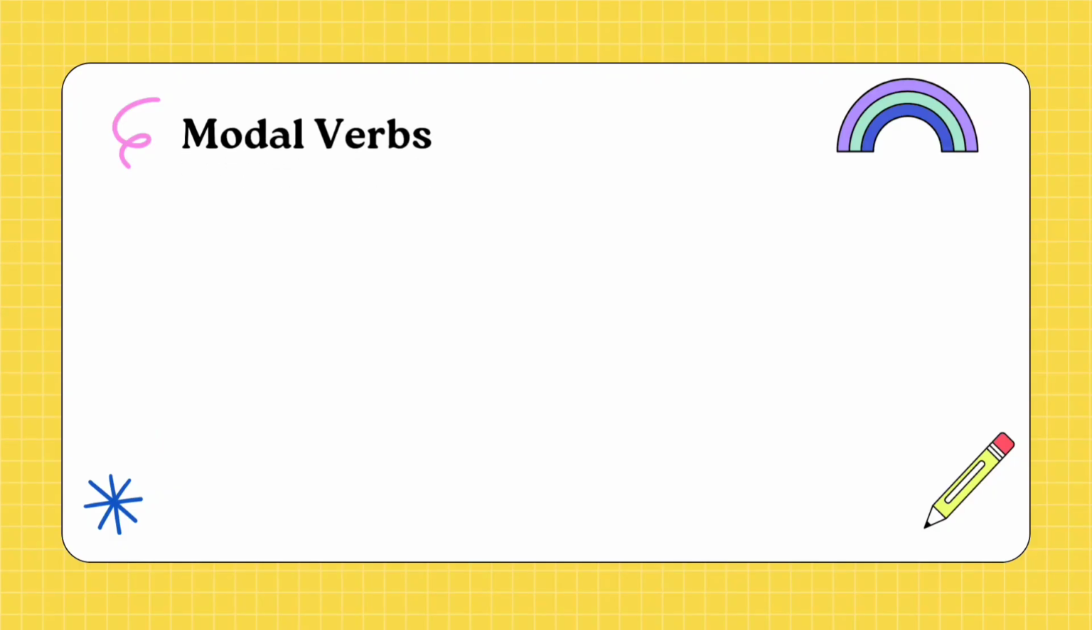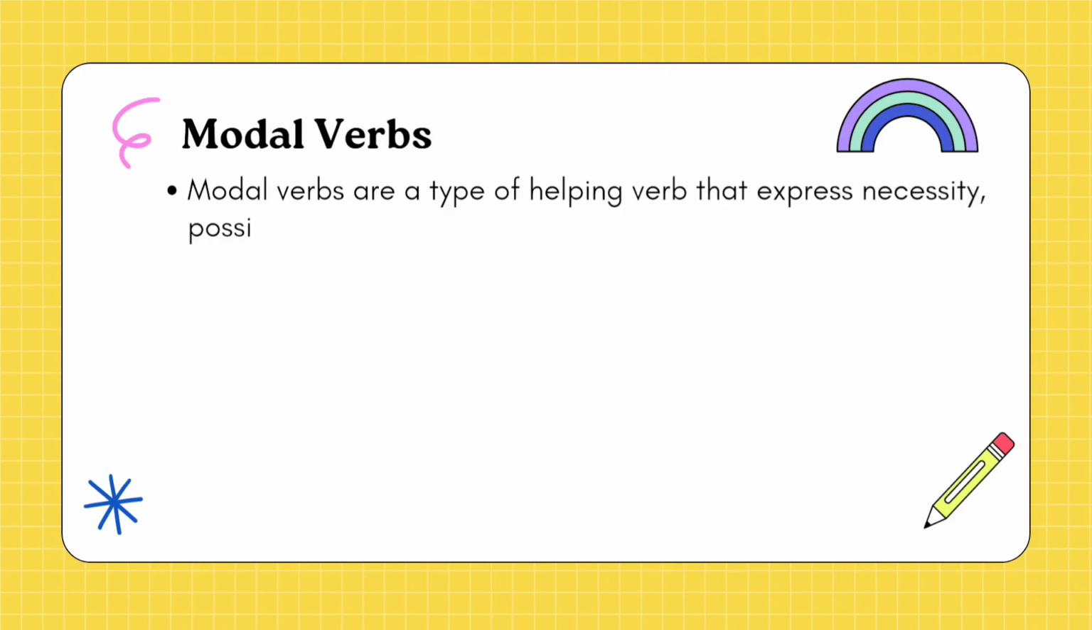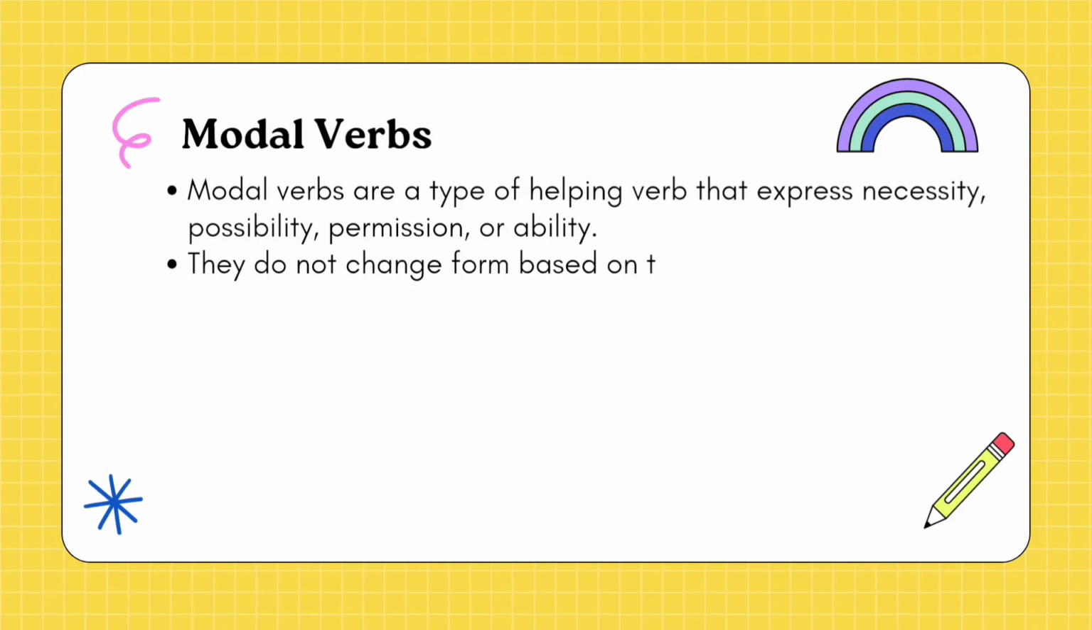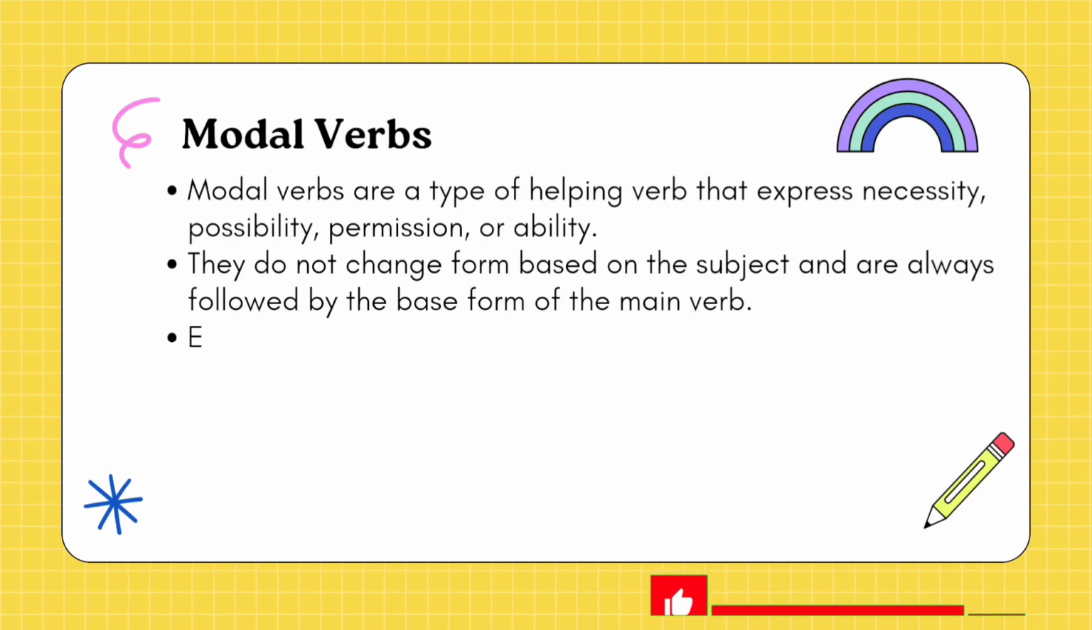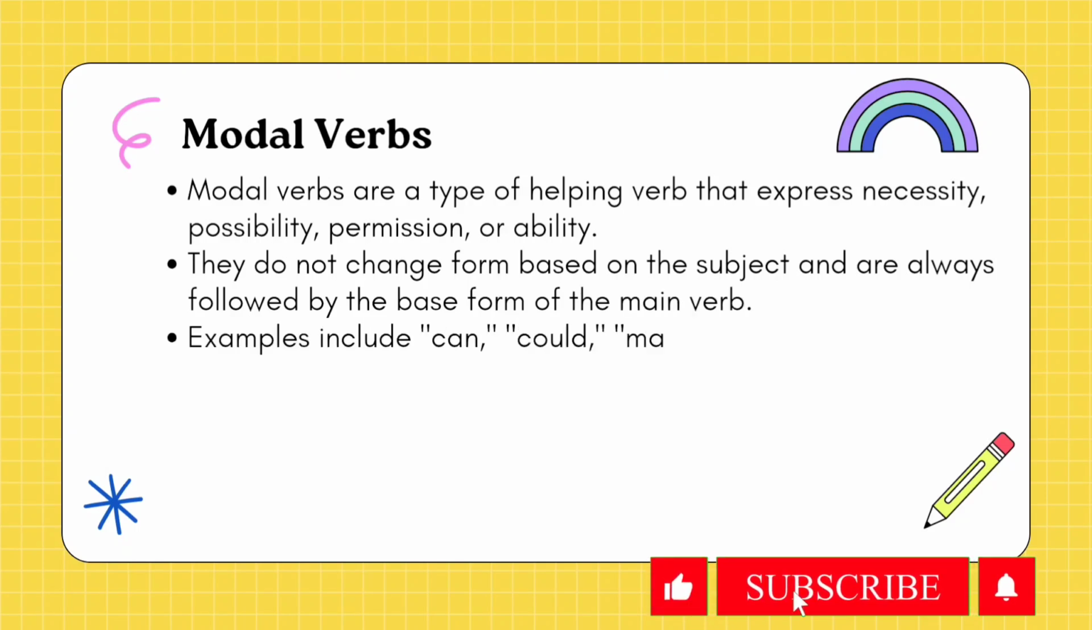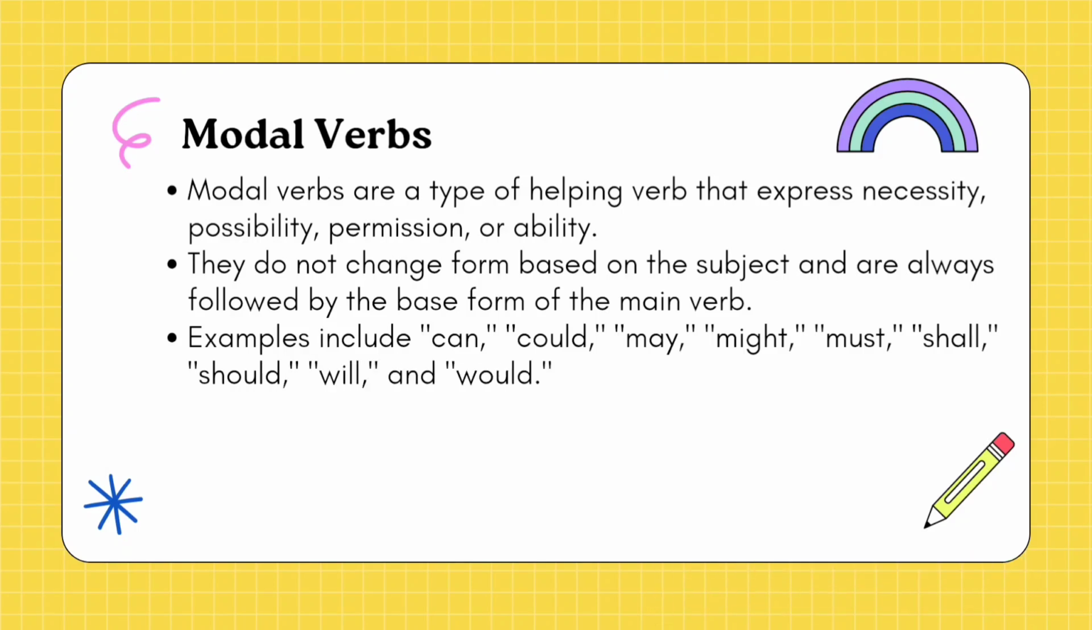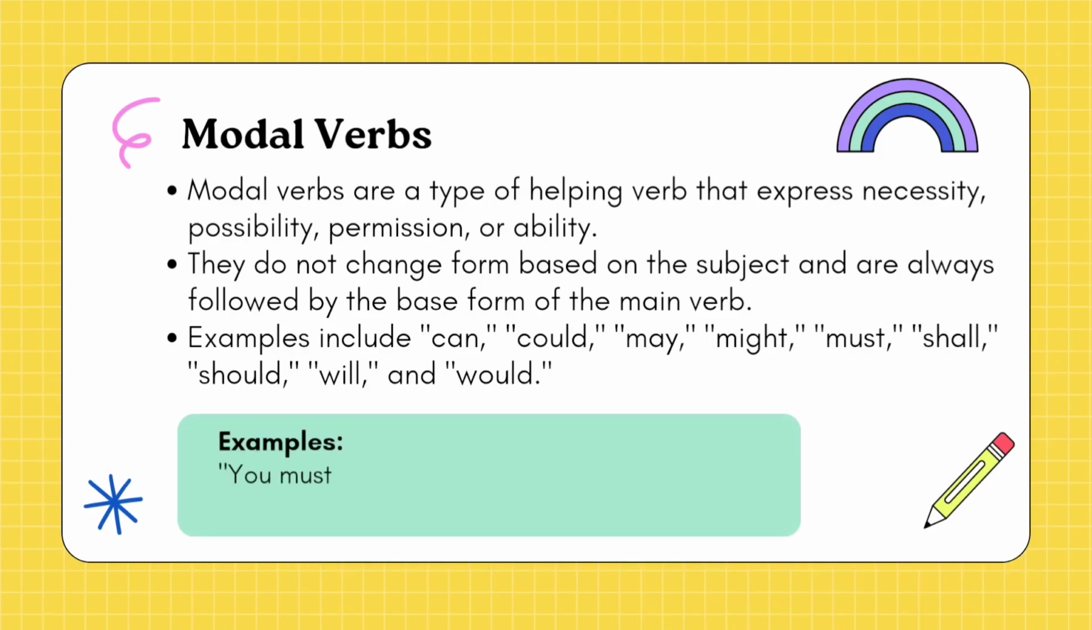Modal verbs. Modal verbs are a type of helping verb that express necessity, possibility, permission or ability. They do not change form based on the subject and are always followed by the base form of the main verb. Examples include can, could, may, might, must, shall, should, will and would. For example, in a sentence, you must finish your homework. The modal verb must indicates necessity. You can do it. Here, can helps to express the ability to do something.